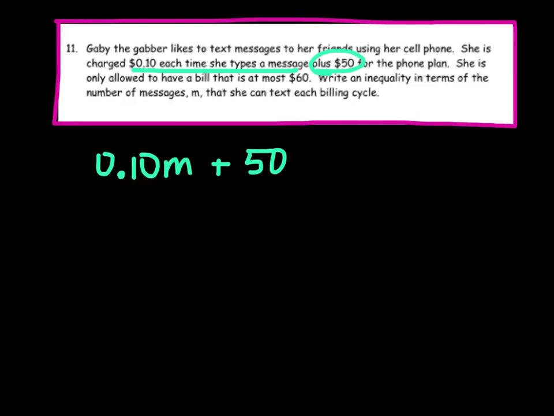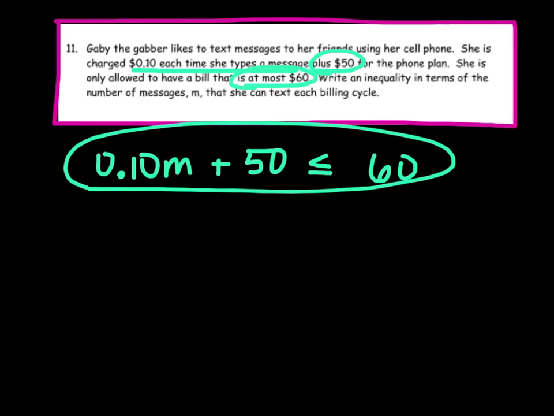And then she says that you can have at most $60 for her phone bill. So our goal is to be no more than 60. That means we're wanting it to be less than or equal to $60. So this would be our inequality for number 11.